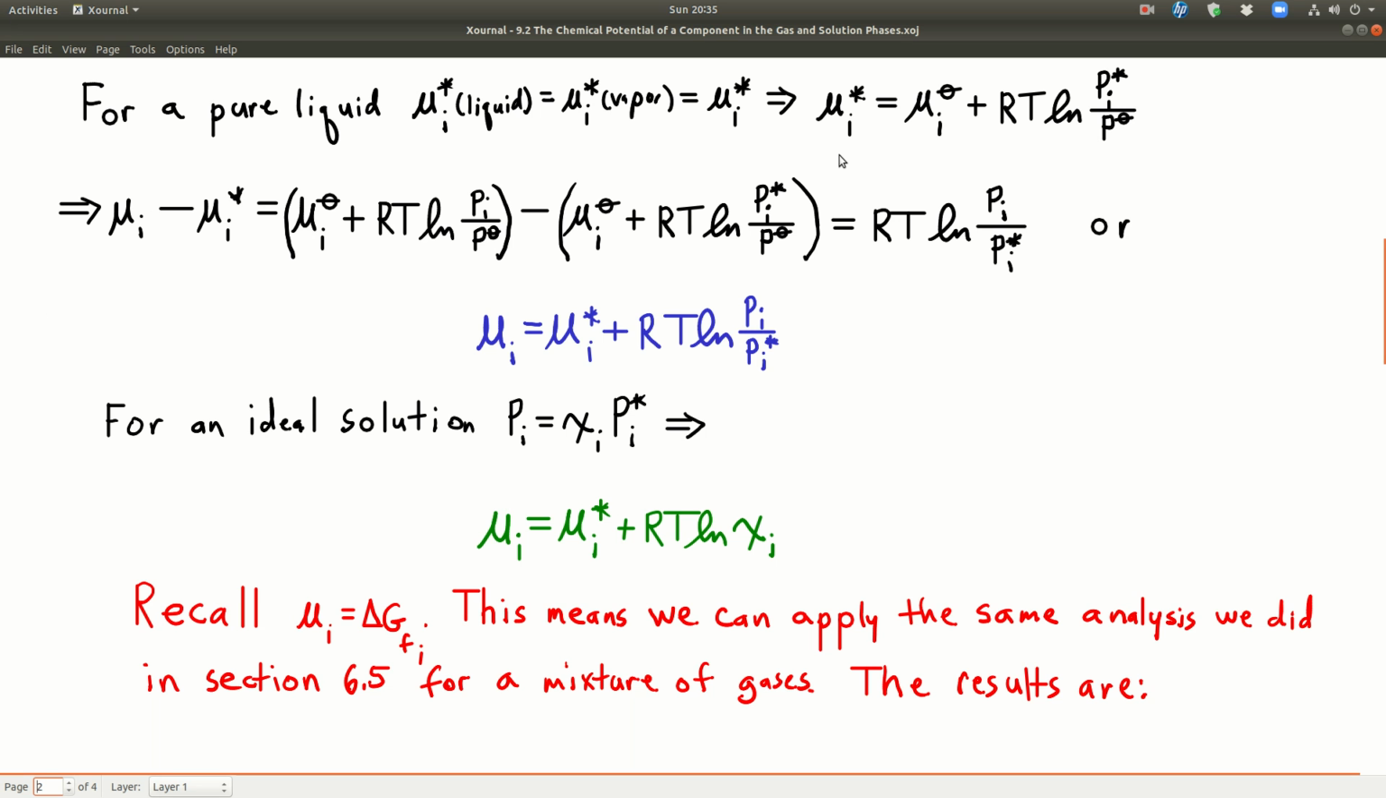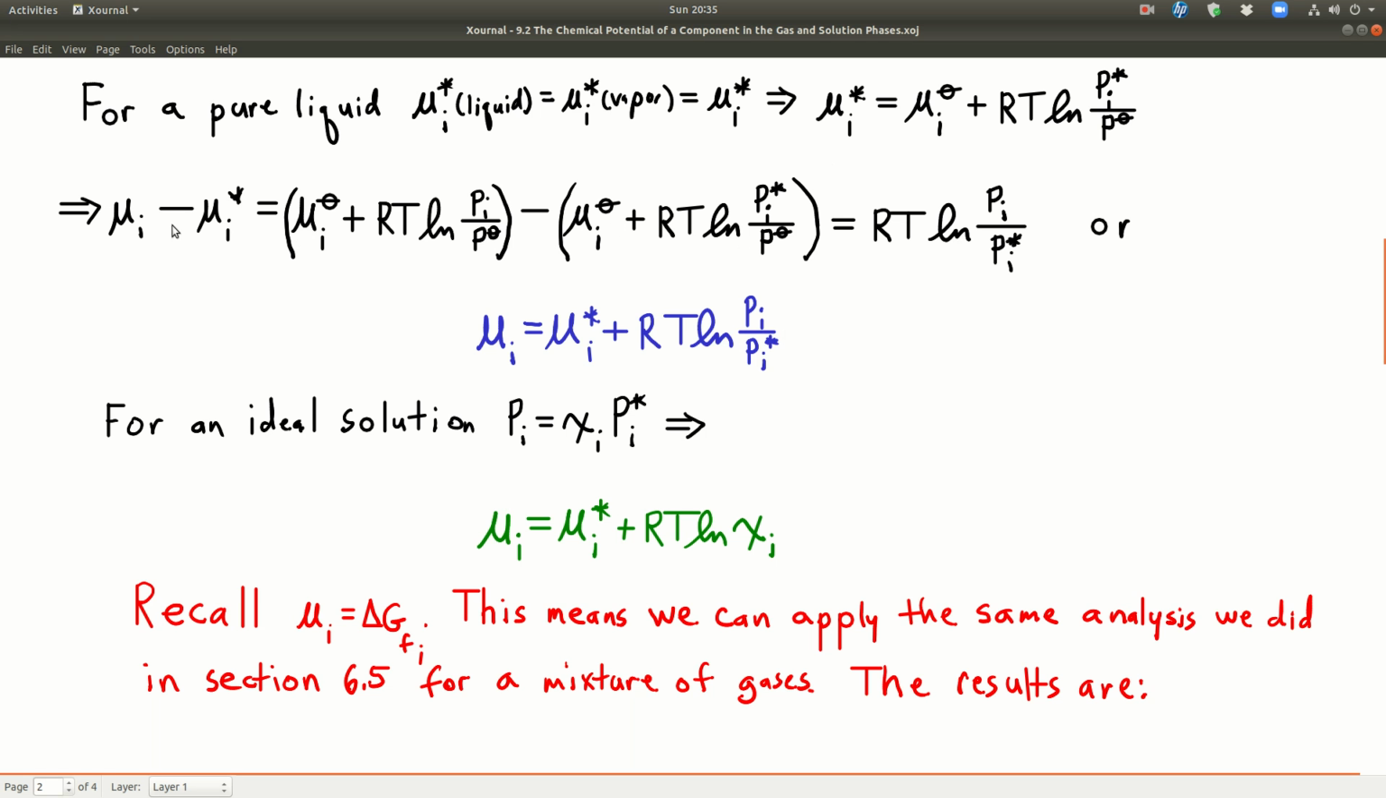So now what we're going to do is take that equation we just had on the previous slide and subtract this equation from it. So on the left-hand side of the equal sign, we get mu sub I minus mu sub I star. On the right-hand side, we get this minus this. This is from here. Now, a bunch of stuff cancels here. The mu sub I standard states cancel. Pull out the RT, the P standard states cancel, and we get this equation right here.